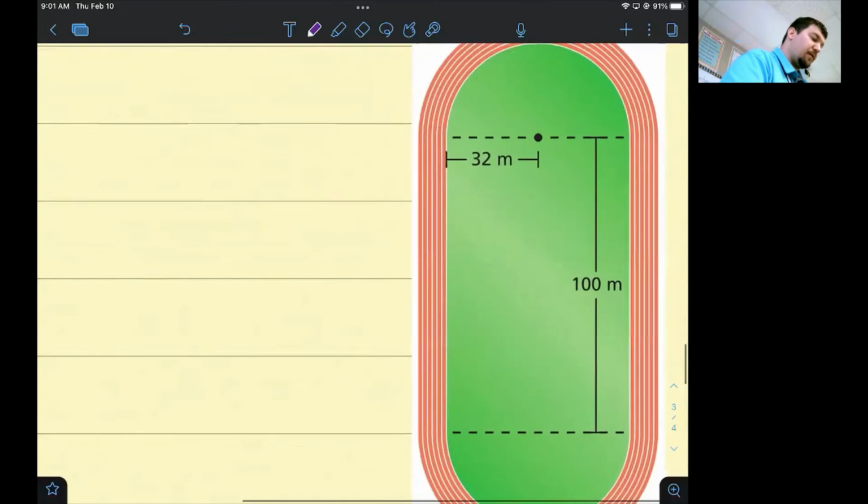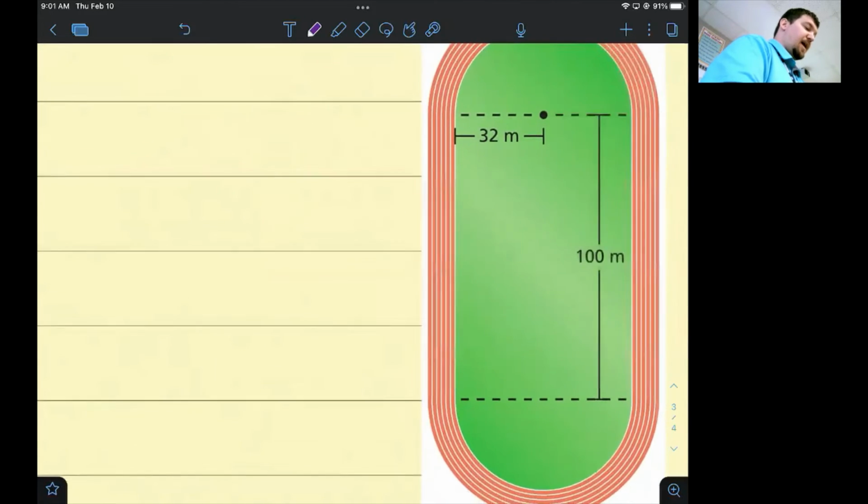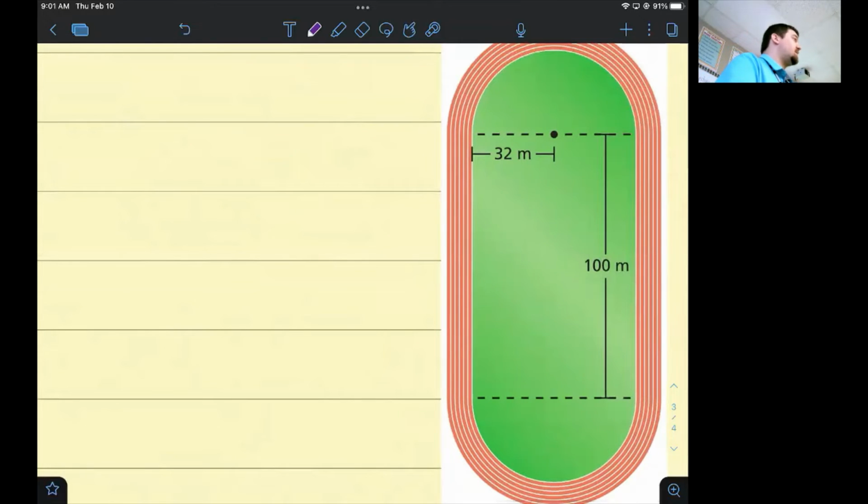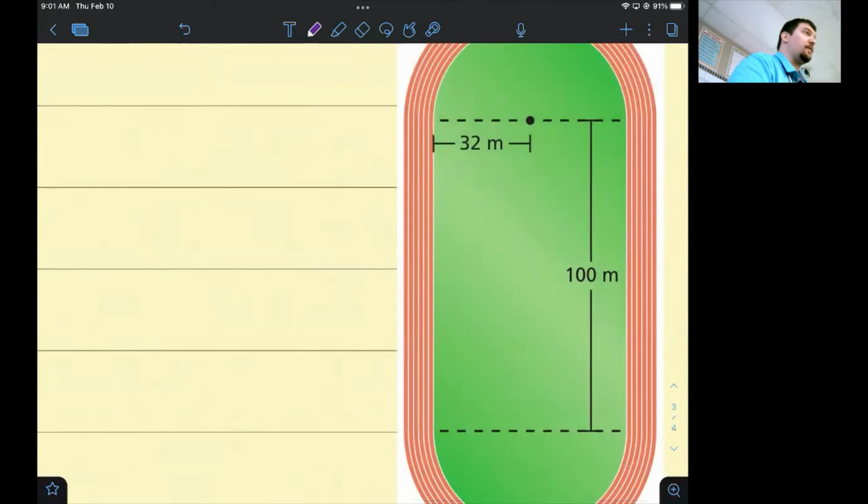But to find the perimeter of this, I first need to ask myself, how many sides does it have? How many sides does this shape have? You should see 4. You should see 2 straight edges on the left and right side, and then 2 semicircular edges on top and bottom. So there's a total of 4, and 2 semicircles makes 1 full circle. I especially like when they give me 2 semicircles because then I don't have to divide by 2.